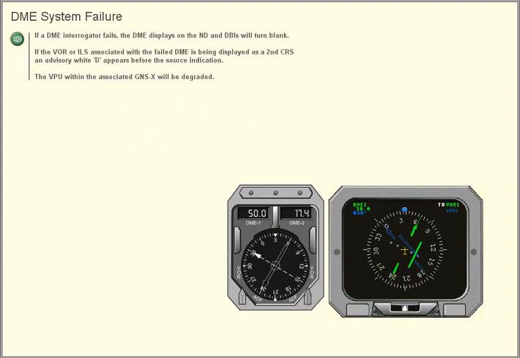DME System Failure. If a DME interrogator fails, the DME displays on the ND and DBIs will turn blank. If the VOR or ILS associated with the failed DME is being displayed as a second course, an advisory white D appears before the source indication. The VPU within the associated GNSX will be degraded.